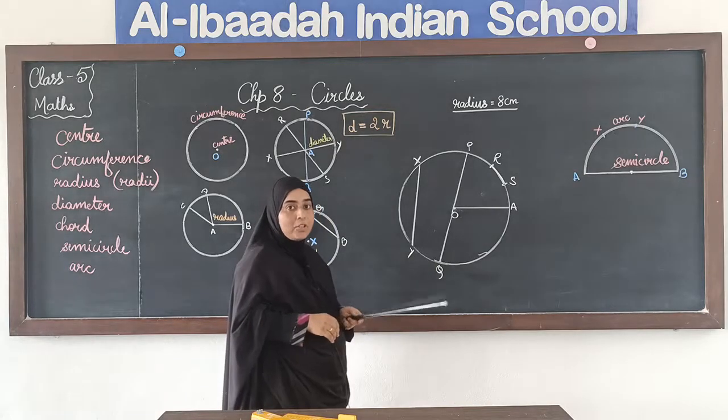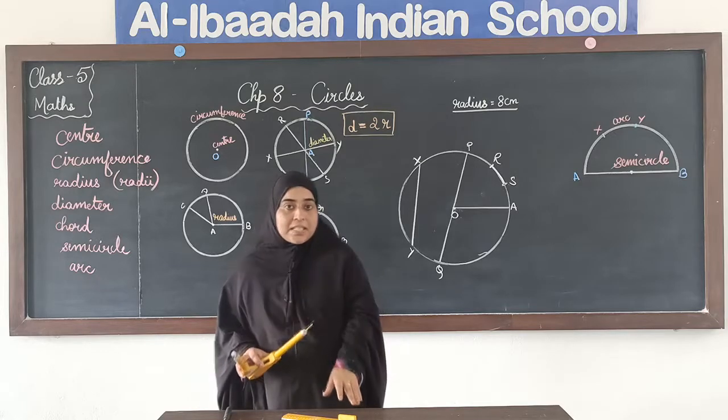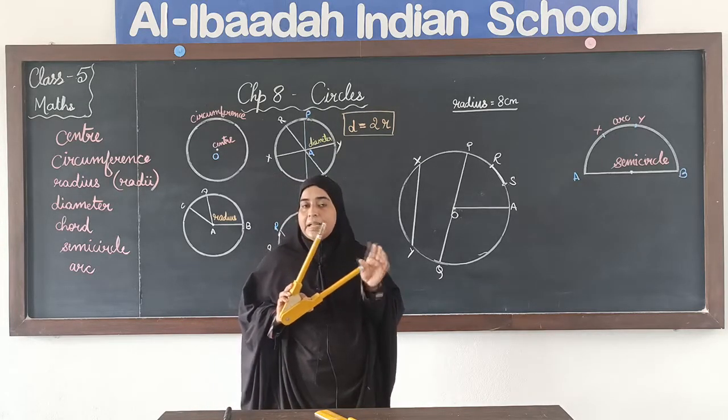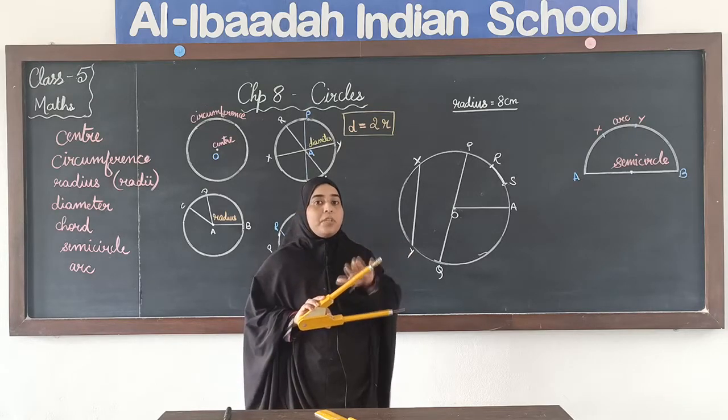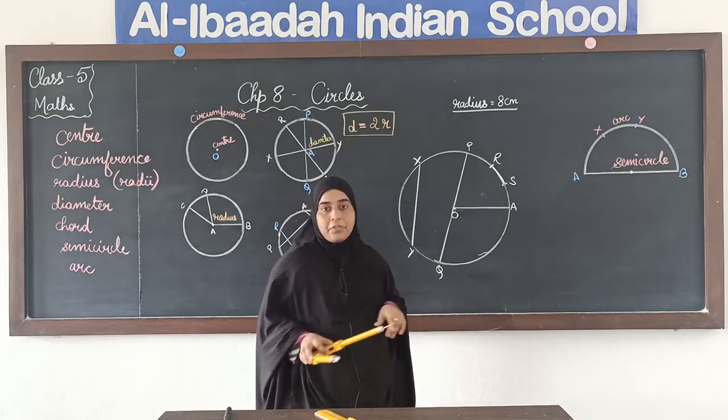And then we have seen how we draw a circle. We should know the length of the radius. Measure the length of the radius on the compass using the scale. Keep the metal end fixed at the center, and move the other side of the compass to form a circle, a round figure.